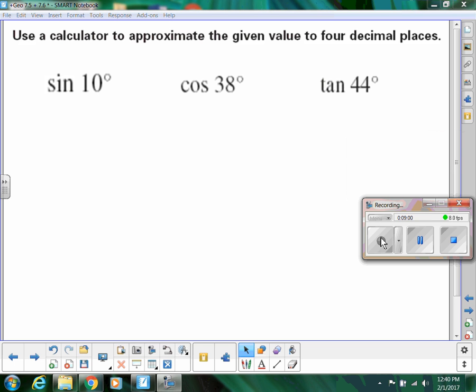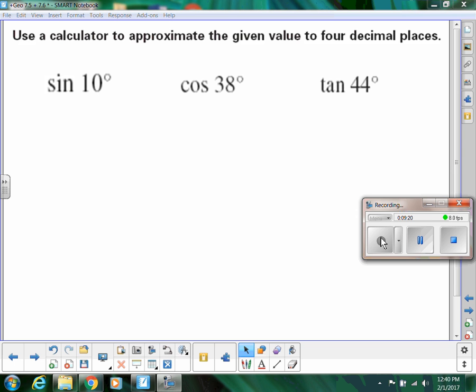On most calculators, if you go to your mode or your settings, you should have something that says degrees, radians, and you want to make sure you're always in degrees since these are degrees. Radians will be next year when you do Algebra 2 Trig. Okay, so if you're in degrees, that's great. You can get out of your menu or settings.